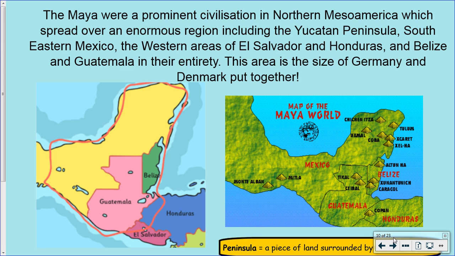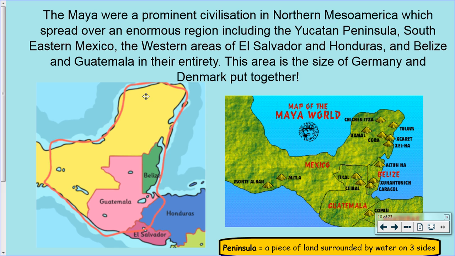And peninsula, as I've written down here, is a piece of land surrounded by water on 3 sides. So a bit like the Rame Head, it's the Rame Peninsula because it sticks out into the sea, and 3 sides of it is surrounded by water. So same here, the Yucatan Peninsula.